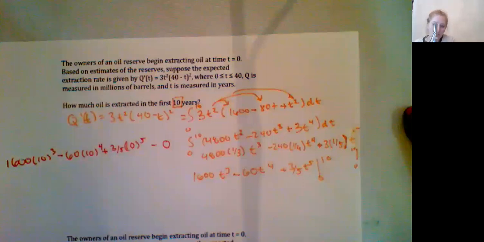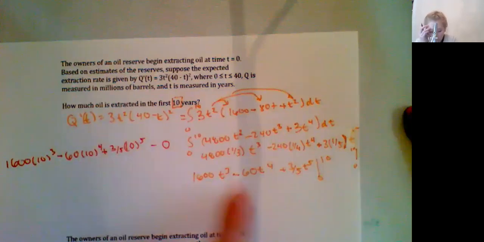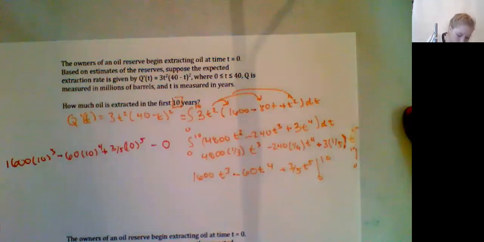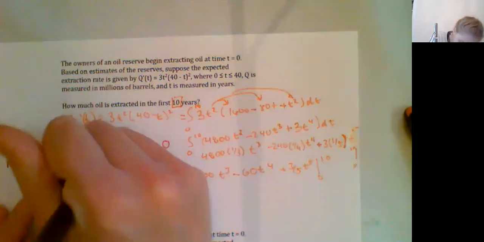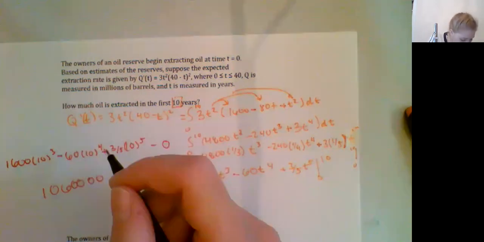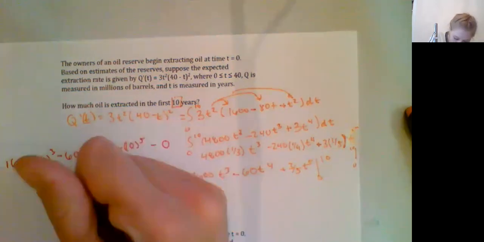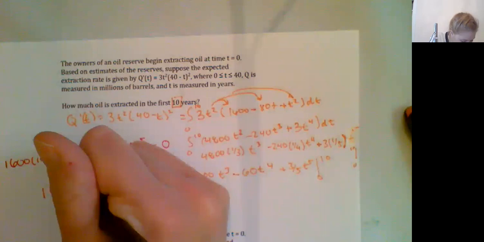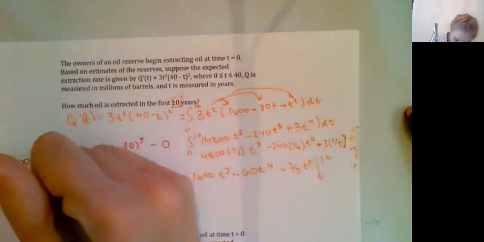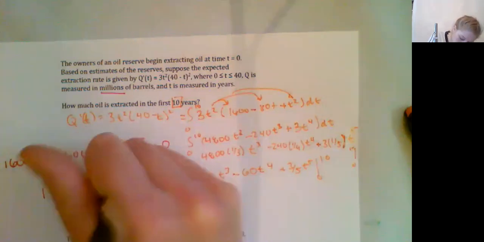Zero is not really that fun because it's all going to go away, but we're going to write it down anyway. Let me make sure I got this right. 1, 2, 3. Yeah, okay, good. And this is in millions of barrels. It's a lot of barrels.